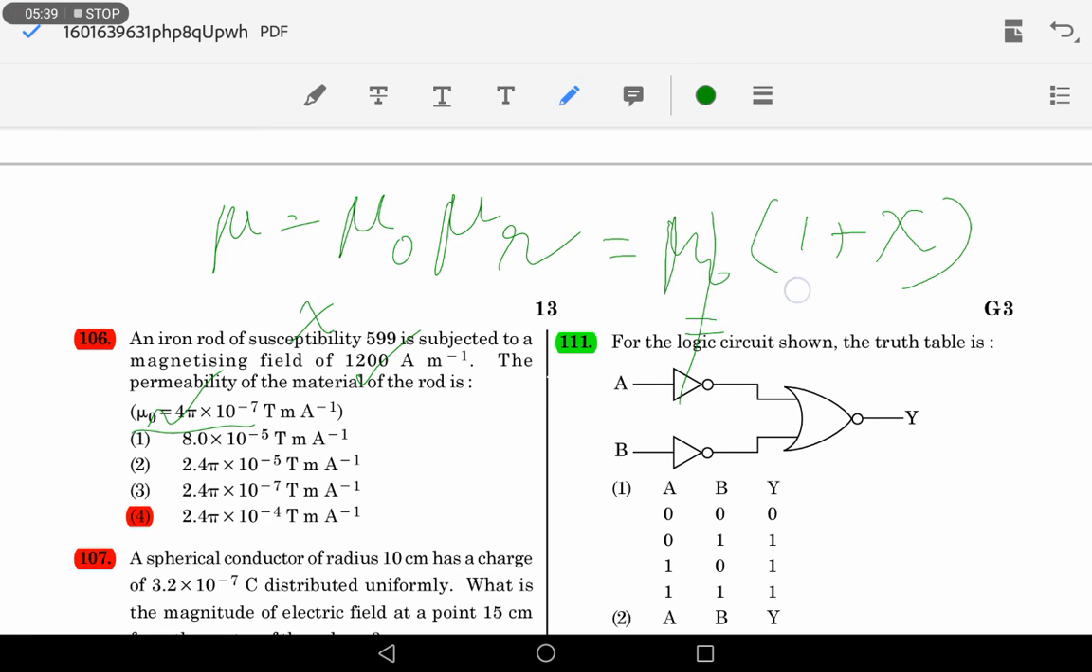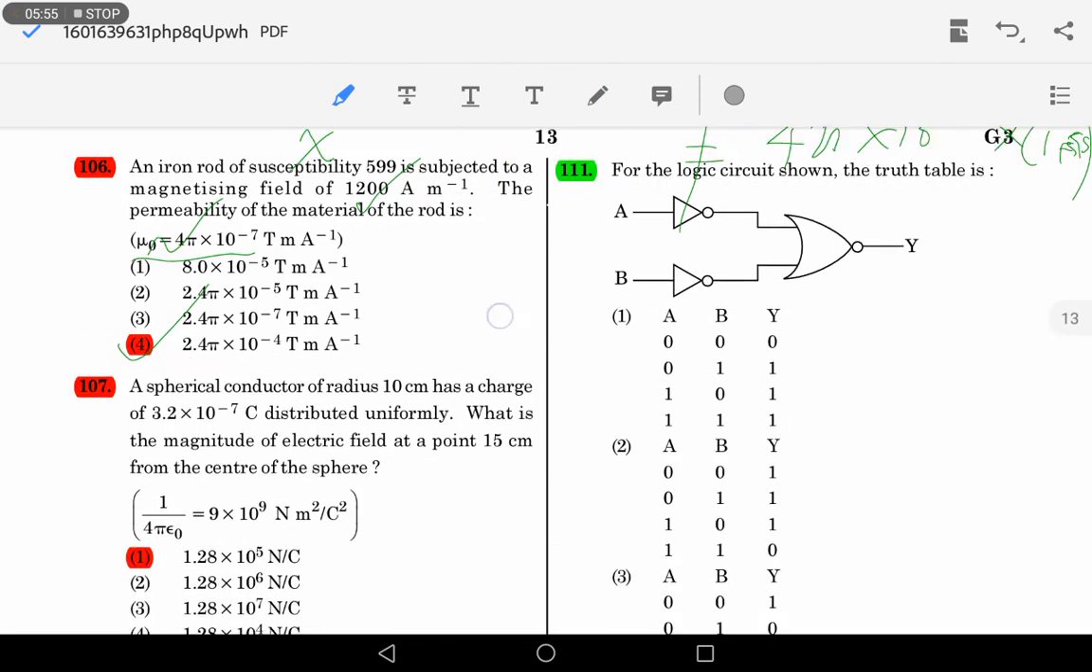Mu naught is equal to 4 pi into 10 power minus 7 and into 1 plus chi, which is 599, so 600, and the value is going to be 2.4 pi into 10 power minus 4 Tesla meter per ampere.